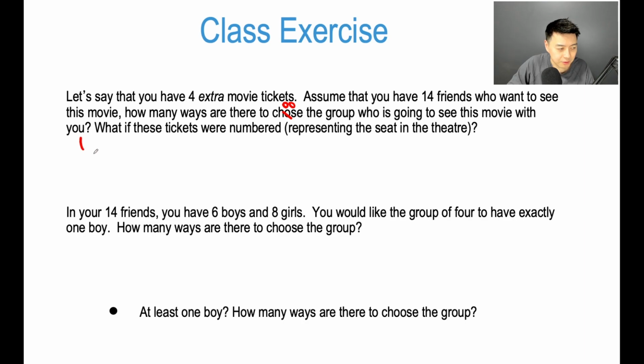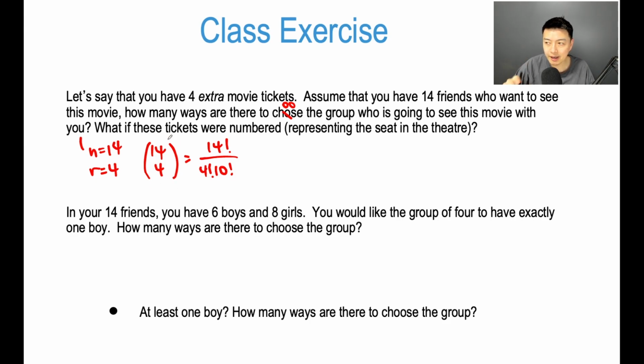The answer is we have n equal to 14 and r equal to 4. We always ask ourselves first: is there order? In this case, there is no order. So it's just 14 choose 4, which is 14 factorial over 4 factorial and 10 factorial. This is without order, and I should also add, without repetition, because you can't take the same person twice.